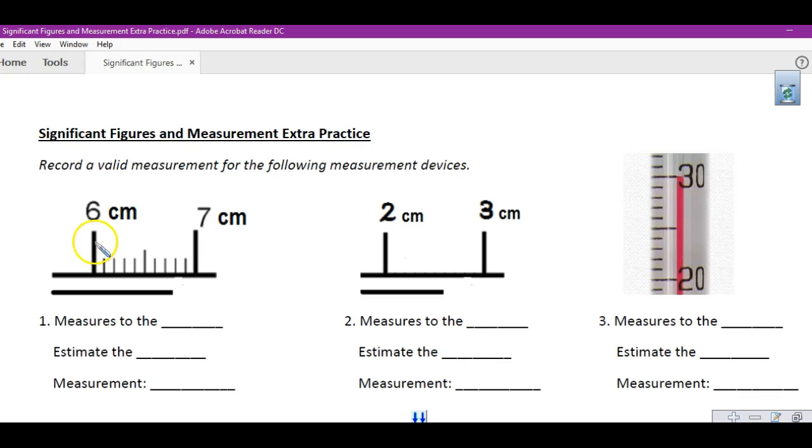The first thing you need to do is figure out what it measures to. So when you look at this, you see the larger marks that tell you 6 centimeters and 7 centimeters. So the big marks are going up by 1. However, there are these smaller marks in between. If you count them, this would be 6.1, 6.2, 6.3, 6.4. So this would be 6.5. Okay. So the smallest increment is going up by 1/10. So this actually measures to the tenth.